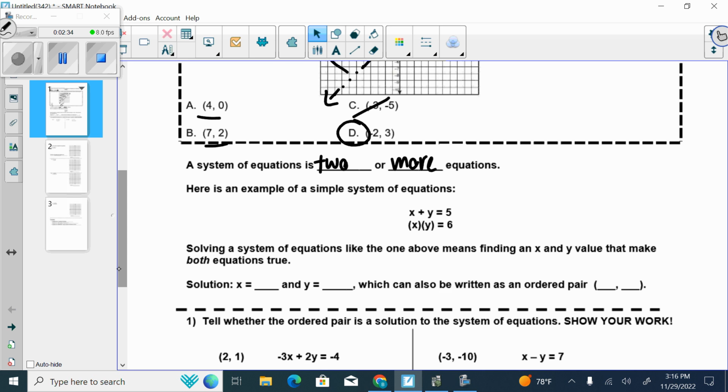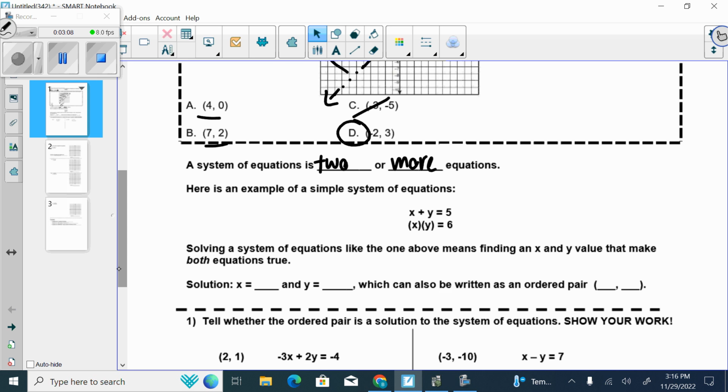So you have to pick a number for x and a number for y that will work in both of them. Okay? So I need to pick something for x and something for y that when added together give us 5. So what's something that adds together to give me 5? 2 and 3, right? Also 1 and 4, but we have to keep in mind it's got to work down here too, right? Is 2 times 3 6? But is 1 times 4 6? No, so it has to be the 2 and the 3 because that's the only one that works in both, right?